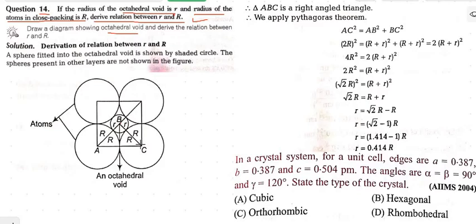If you join them, you will get 2 triangles whose apexes are pointing opposite to each other. So we are talking about this triangle ABC, which is a right angled triangle, and in a right angled triangle we can apply Pythagoras. So Pythagoras theorem says AC square is equals to AB square plus BC square. Now you need to substitute the values.